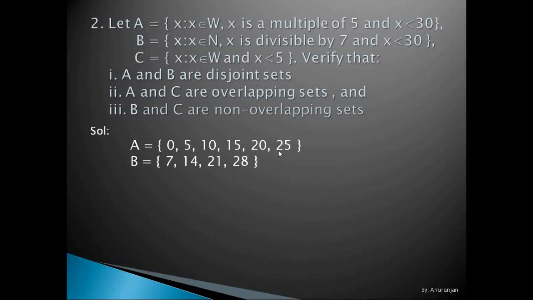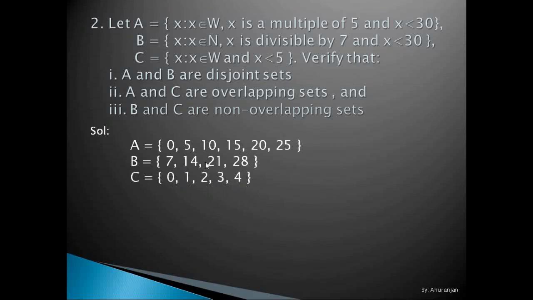Clear? Next, C is equal to x such that x belongs to whole numbers and x is less than 5. Now this is very simple. X belongs to whole numbers and x is less than 5 means we start from 0, 1, 2, 3 and 4. X is less than 5. We cannot include 5. So set C will be 0, 1, 2, 3 and 4.